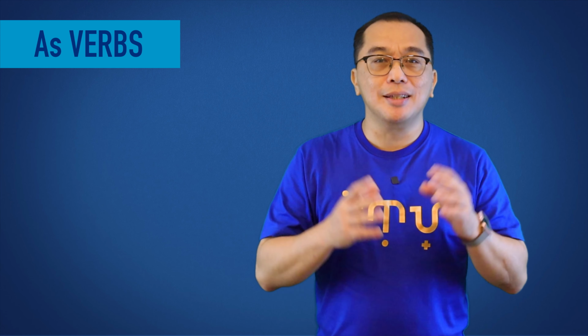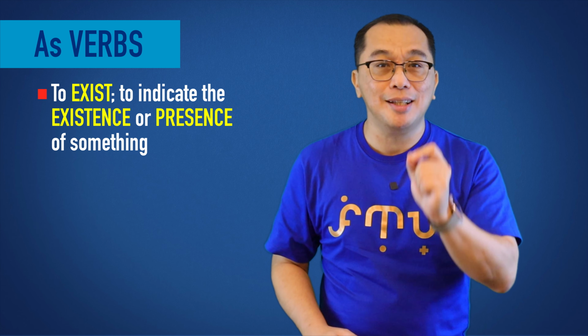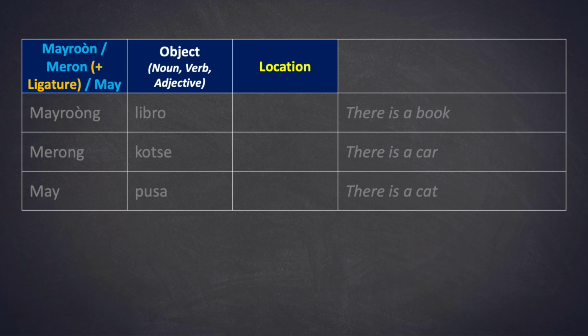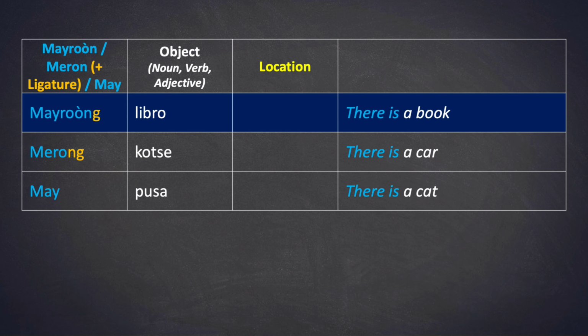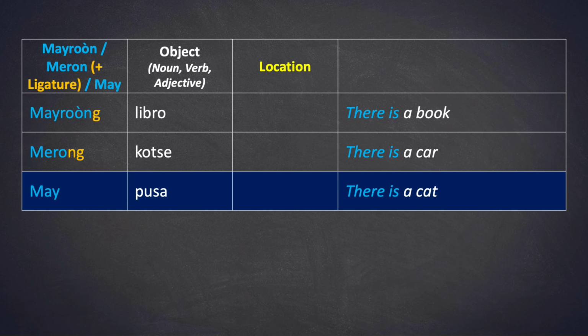Now, let's talk about the second definition, to exist or to indicate the existence or presence of something. Our pattern is mayroon or meron plus ligature, or may without ligature, plus object plus location. Mayroong libro. There is a book. Merong kotse. There is a car. May pusa. There is a cat. These statements are simple statements that point out the existence of something.